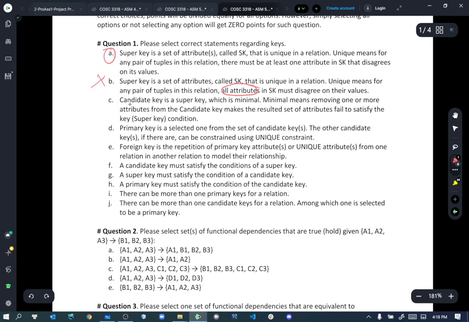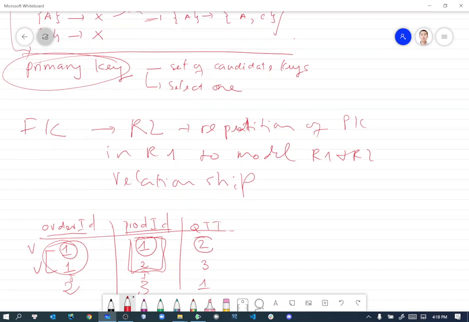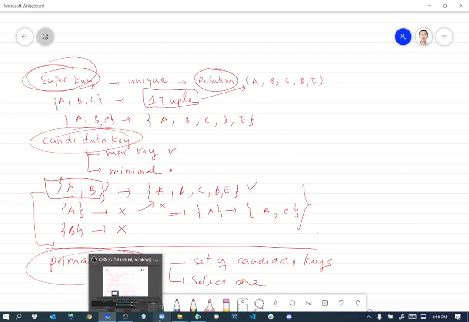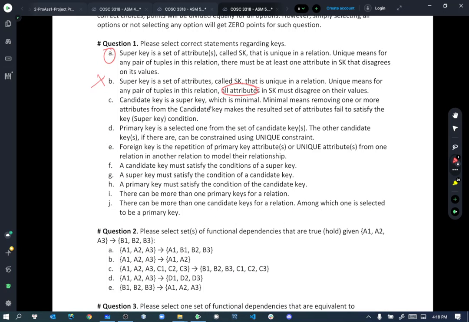The next one, candidate key is a super key. This is by definition, we already said. Candidate key is a super key, but it must be minimal. And minimal means you cannot drop attributes. If you drop one, it fails to be the key, because it fails to determine all the attributes; it only determines some of them. So candidate key is a super key, yes, which is minimal, yes. And minimal means removing one or more attributes from the candidate key makes the resulting set of attributes fail to satisfy the super key condition. So this one is true.